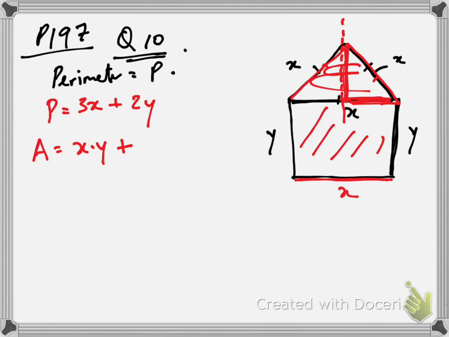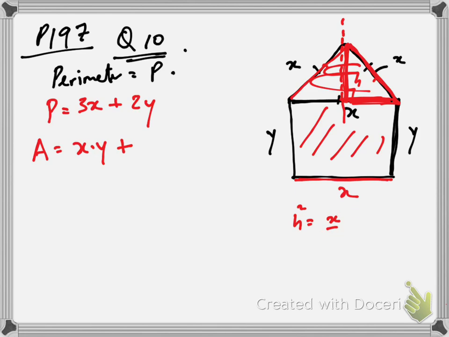How do we find the height? Oh, we know this is x, we know this is x. We can use Pythagoras theorem. This is a right angle triangle. So let's see what we can come up with. Let's say h, or h squared is equal to x over 2 squared.